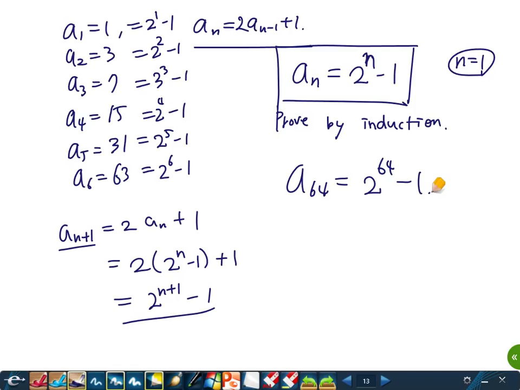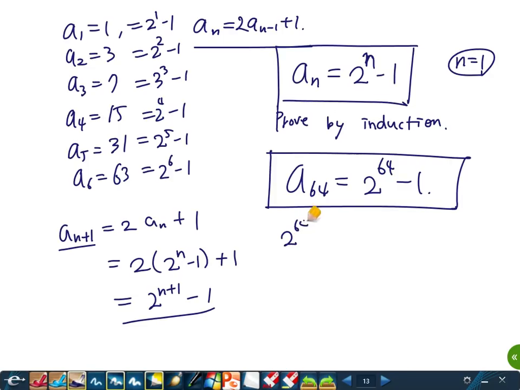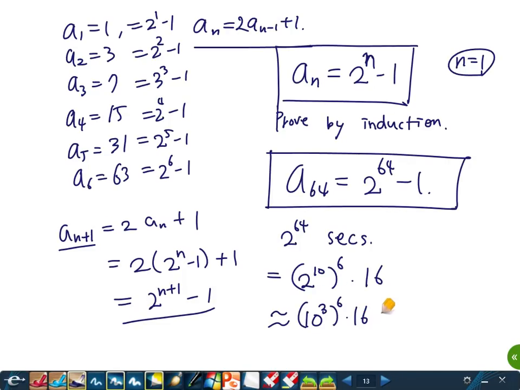So let's see how much time we need. Suppose that it takes 1 second to move one disk. One move takes 1 second, and then the total time will be this many seconds, right? This is almost the same as this. It's 2 to the 10th to the 6th times 2 to the 4th, which is 16. But we know that 2 to the 10th is 1024, which is almost 1000, so we can approximately say this is 1.6 times 10 to the 19th seconds.